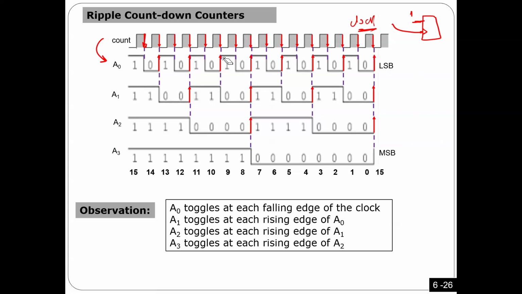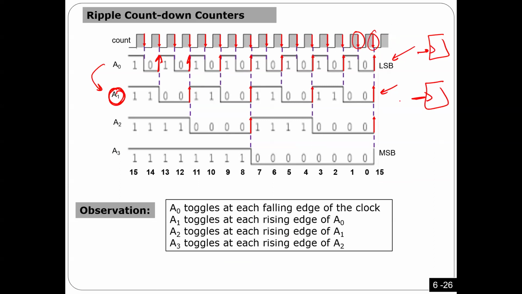However, the difference is that A1 has to toggle every time there is a rising edge here, not falling. Now you have 2 options. With one option, the first flip-flop can be falling edge, and this flip-flop can be rising edge, connected to the A node, so that every time there is a rising edge in A node, this one toggles. You can do it this way.